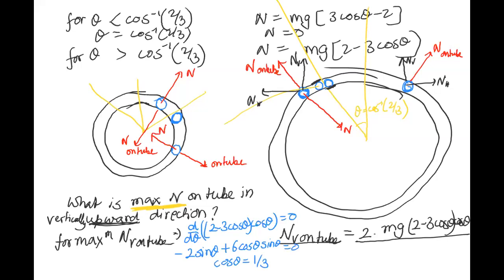Therefore, NV max on tube must be equal to 2mg, right? 2 minus 1 into 1/3 is equal to 2mg/3। ओके, अभी तक सब लोग फॉलो कर रहे हैं?